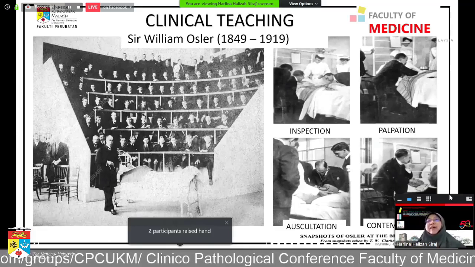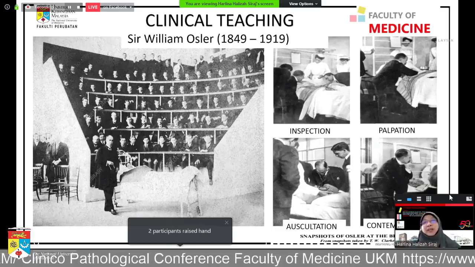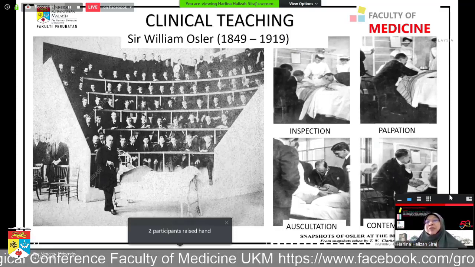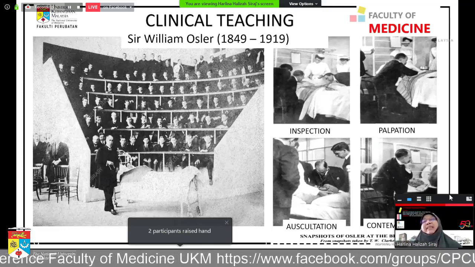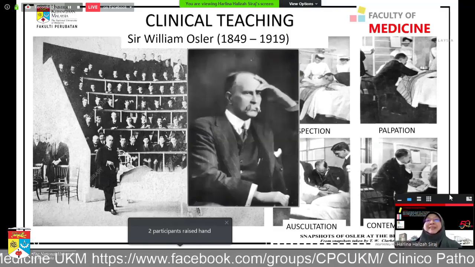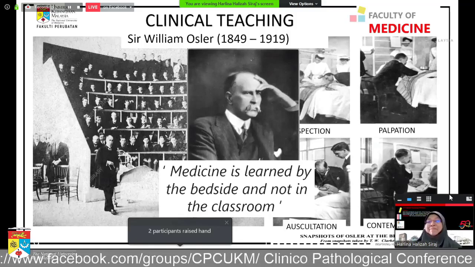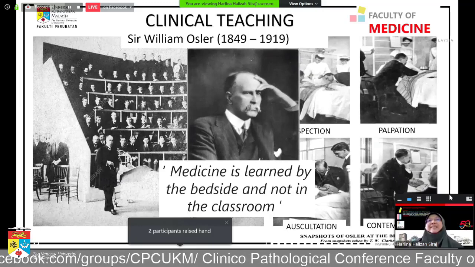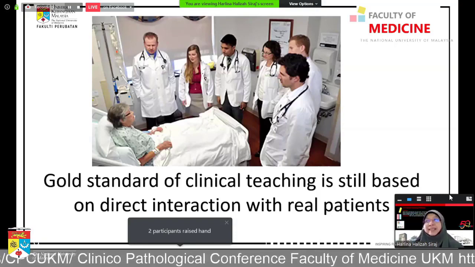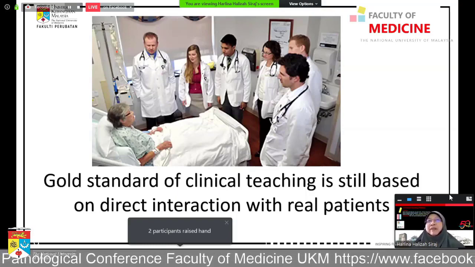But when he was in Johns Hopkins, he started to bring the students out to the clinic and the wards, starting what we know as our routines in clinical teaching: inspection, and then of course auscultation, and contemplation. So he actually said finally that medicine is learned by the bedside, and not in the classroom. Basically, this has been the forefront, or more or less the gold standard of clinical teaching, that is still, having your student immersed in the clinical setup with direct interaction with real patients.